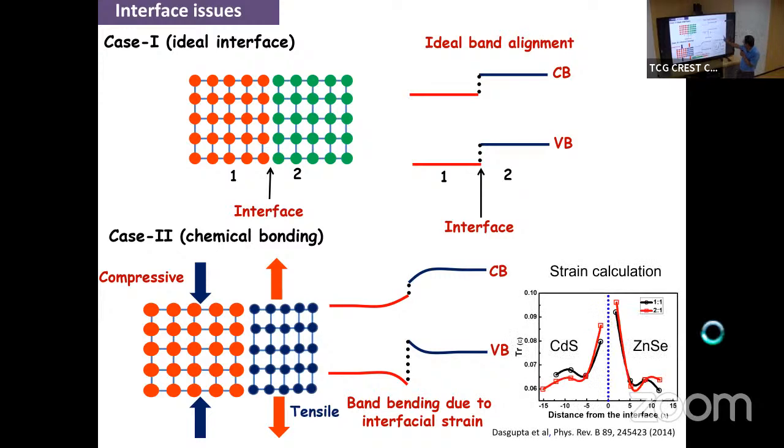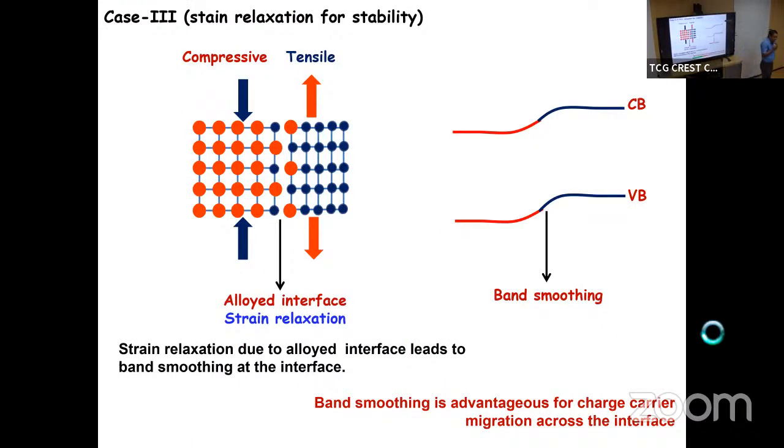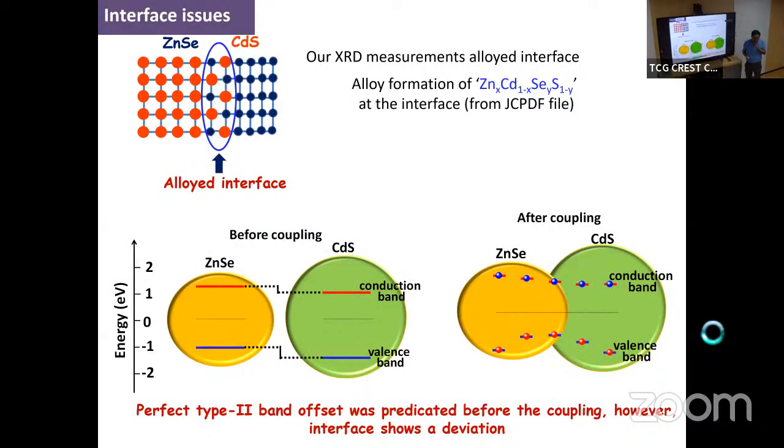So what will we do then? How to reduce the strain? The interface will always try to make a kind of alloying there. That will basically reduce the strain of the interface, and in that case, you will have a smooth interface there. So this actually happened in our case. We really proved that the interfacial strain is relaxed by means of this alloy formation, and we have a deviation from the actual type 2 interface. Rather, we are finding a quasi-type 2 interface there.